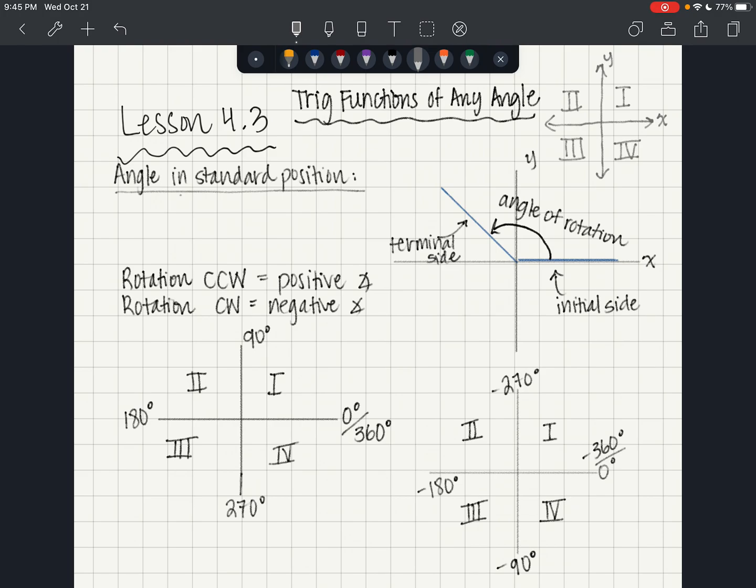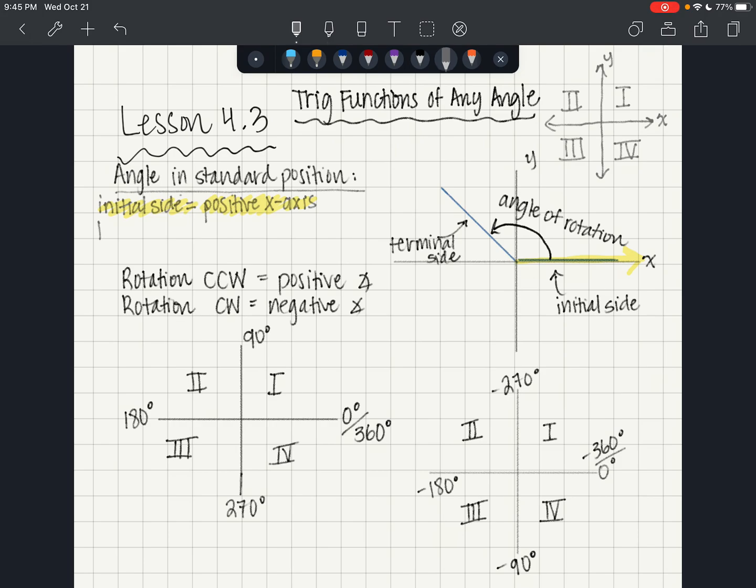Now an angle in standard position is going to have the initial side being the positive x-axis. You might be saying, what's the positive x-axis? The positive x-axis, which is going to be the initial side, is this side right here. The positive values, right? So positive 1, 2, 3, 4, 5 on the x-axis. That's your initial side.